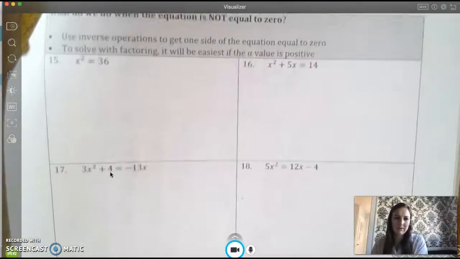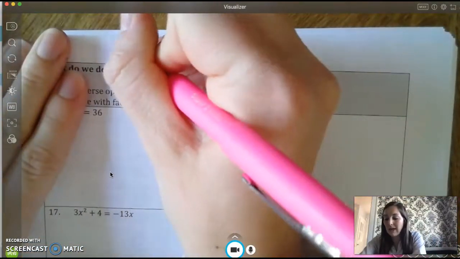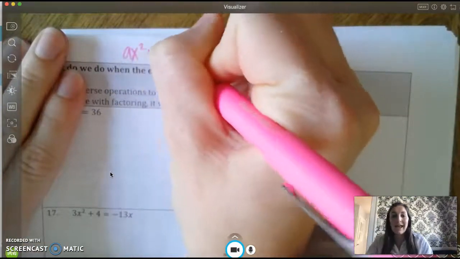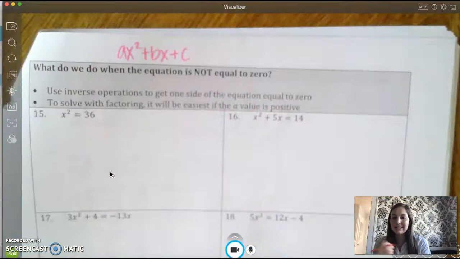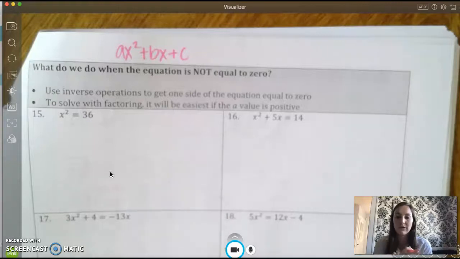So now on to page 25. What do we do if the equation is not equal to 0? What if we have something not in standard form, ax squared plus bx plus c, and it's not equal to 0? We're going to use inverse operations, meaning we're just going to add and subtract, multiply and divide to move stuff around so the equation equals 0. Then we'll do what we've been doing, solve with factoring, and it's easiest if the a value is positive.